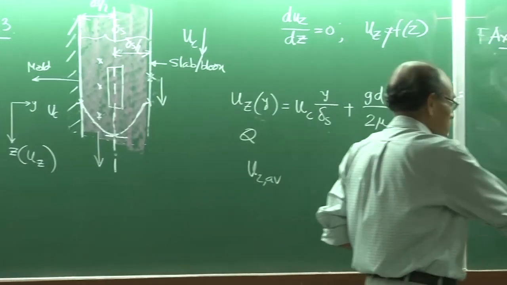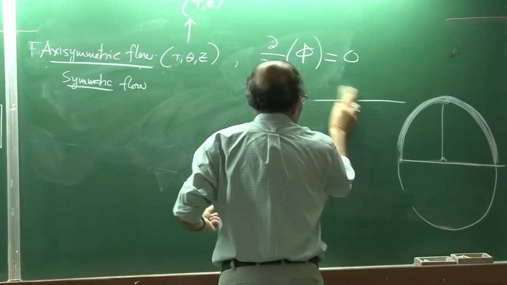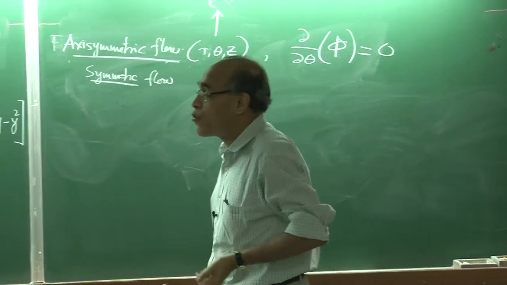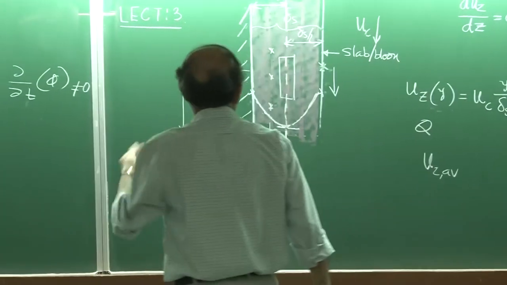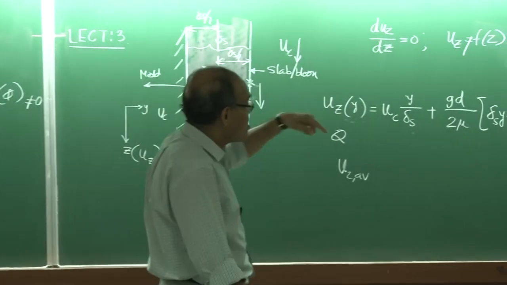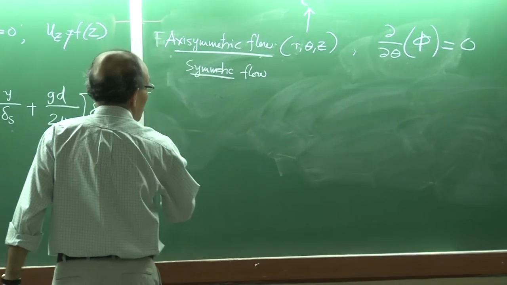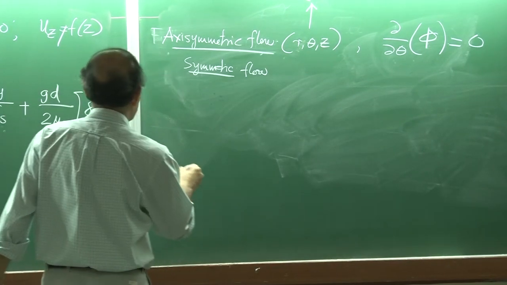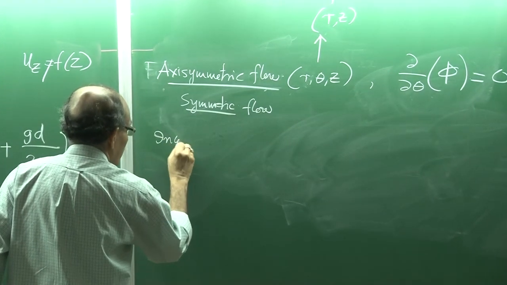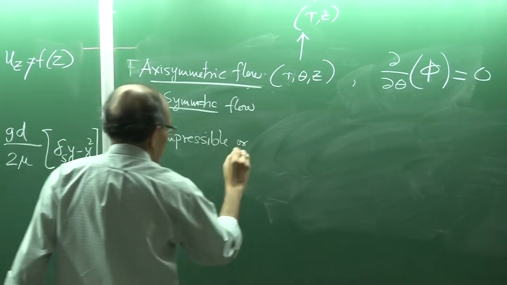Now, we have introduced several terminologies: Newtonian flows, non-Newtonian flows, steady flow, unsteady flow, fully developed flow. Then we have axisymmetric and symmetric flows. And also there is another important thing, that the flow is compressible or incompressible. That you may have heard already, incompressible or compressible flows.